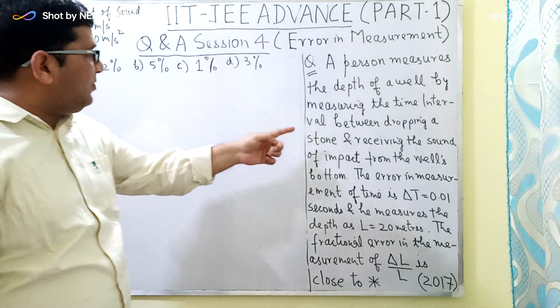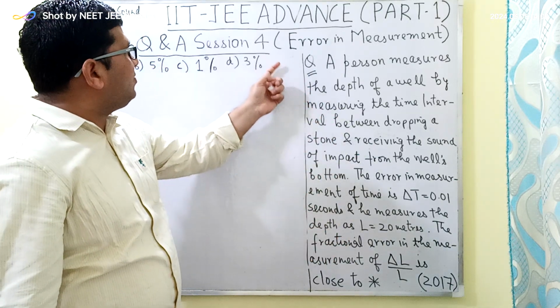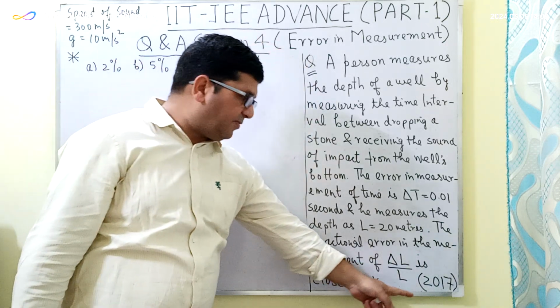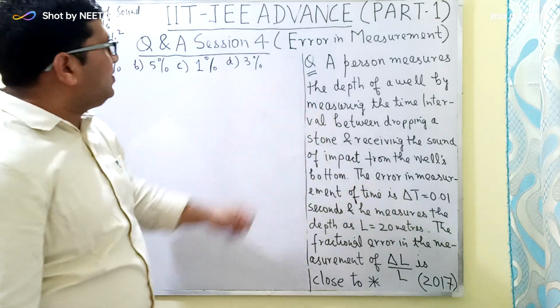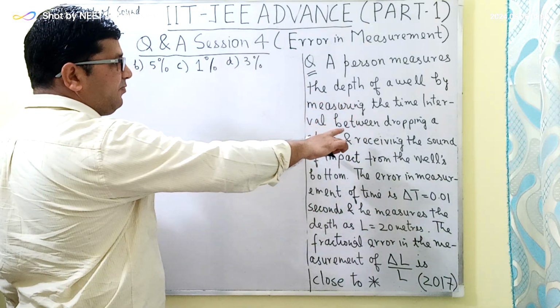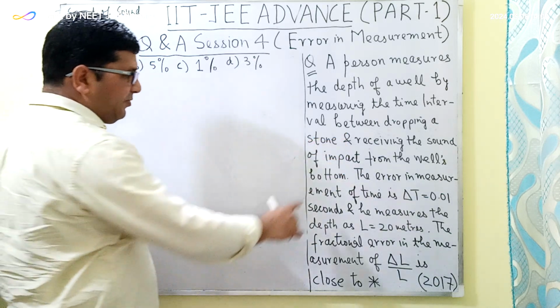The question which I have taken for this session is written on this board, and this is the question which was asked in the JEE Advanced paper in the year 2017. So here the question is, a person measures the depth of a well by measuring the time interval between dropping a stone and receiving the sound of impact from the bottom of the well.